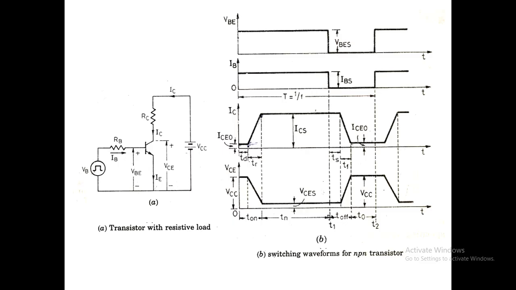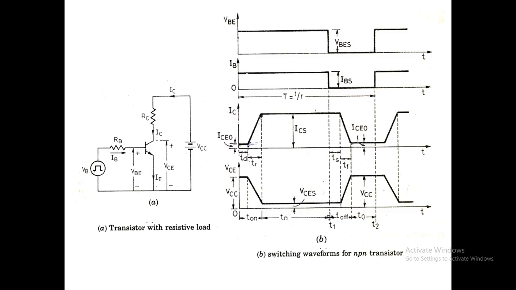So after that the collector current increases from the minimum value, that is the leakage current, to the maximum value of ICS. That is called the rise time, and at that time the voltage falls from the maximum value of VCC to the value of VCES, that is the voltage drop across the device. And Ton will be equal to Td plus Tr, that is delay time plus rise time, and that is the total time required for the turn on of the device after applying the base signal.